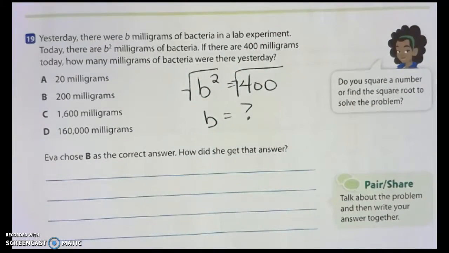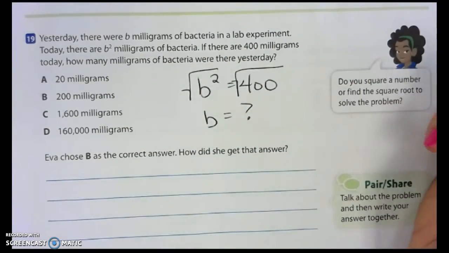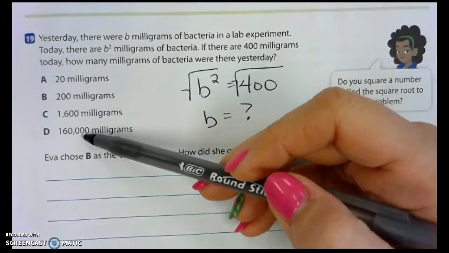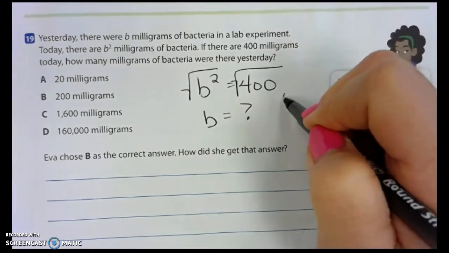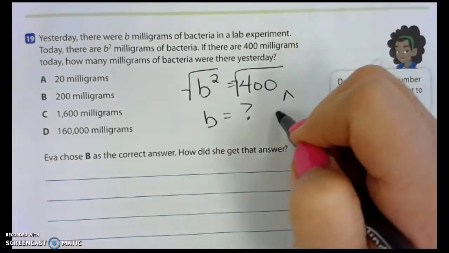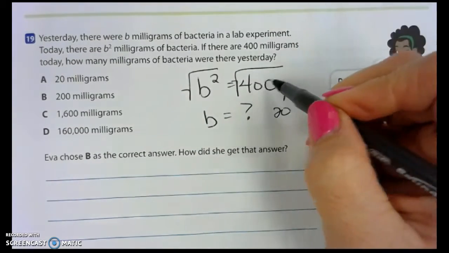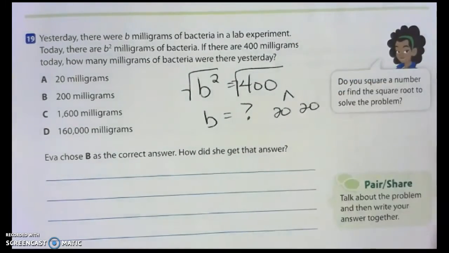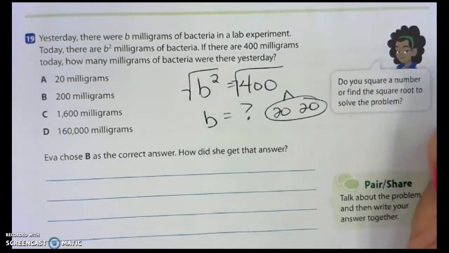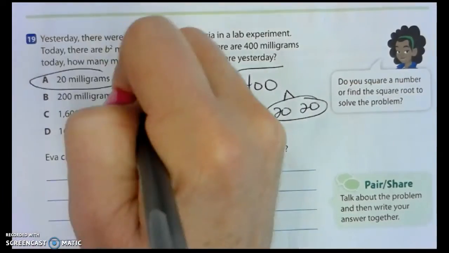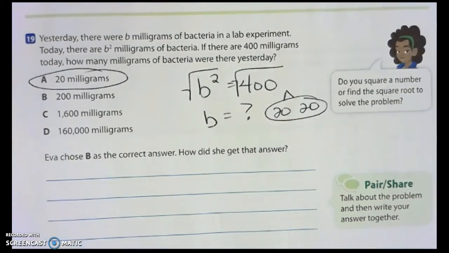of 400. Now you could factor it, or you could work through these examples. 20 is one of them, so I'm going to try 20. 20 goes into 400 20 times, which is a perfect square, telling us that B is equal to 20.